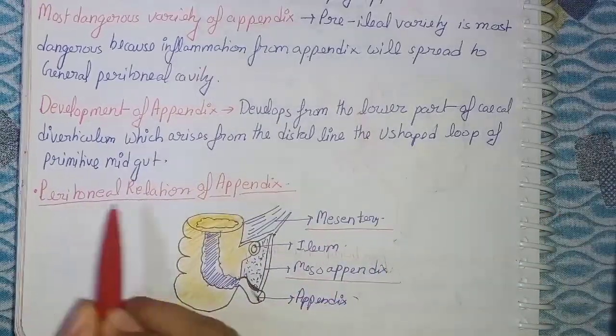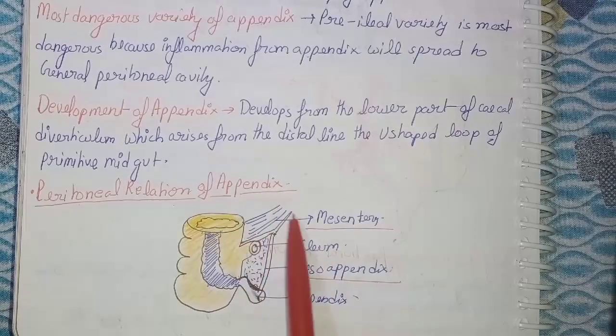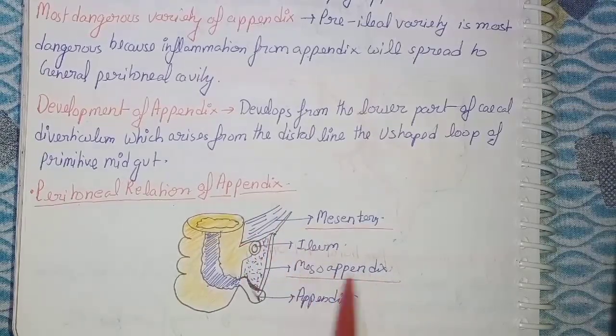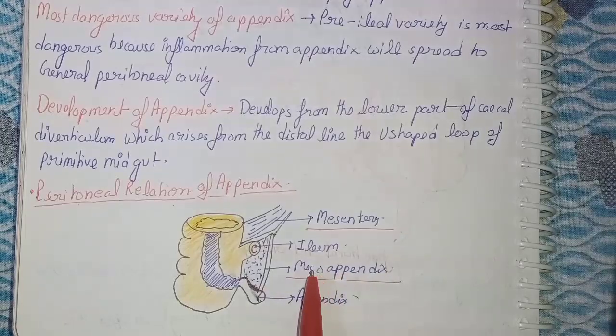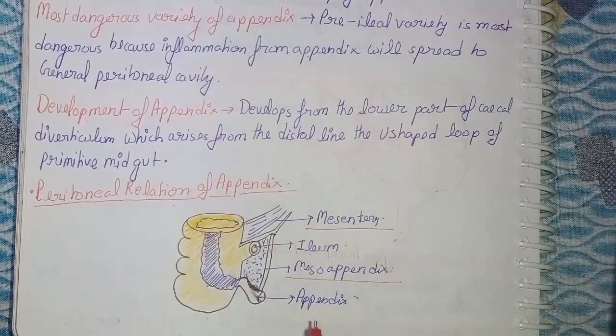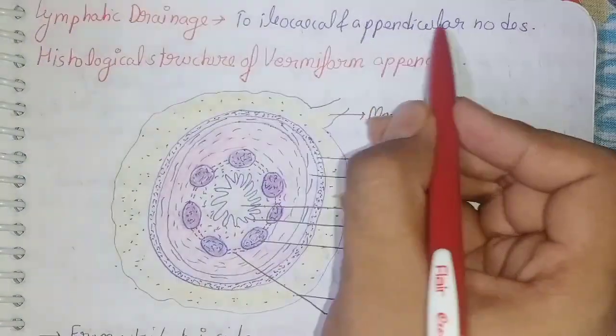Now coming to peritoneal relation of appendix. As you can see in the diagram, the mesentery is connected. Also see it is ileum. This is mesoappendix. Through mesoappendix, appendicular artery enters the appendix, and you can see the appendix. So these all are the peritoneal relations of the appendix, the mesentery and the mesoappendix. Now coming to lymphatic drainage: to ileocecal and appendicular nodes.